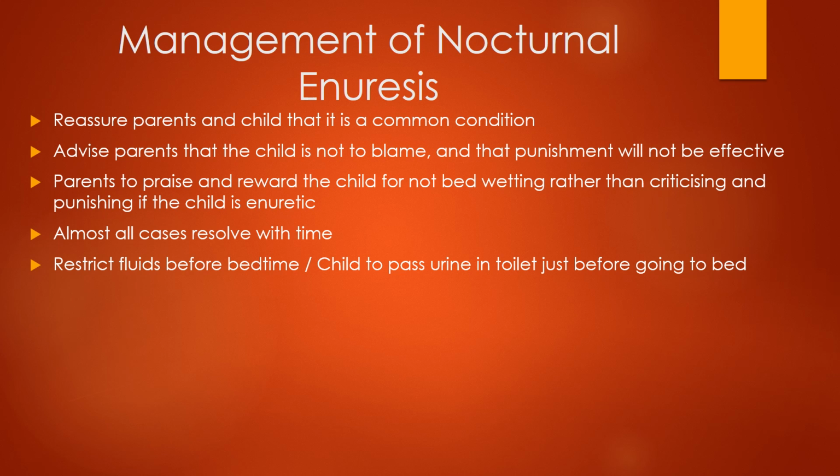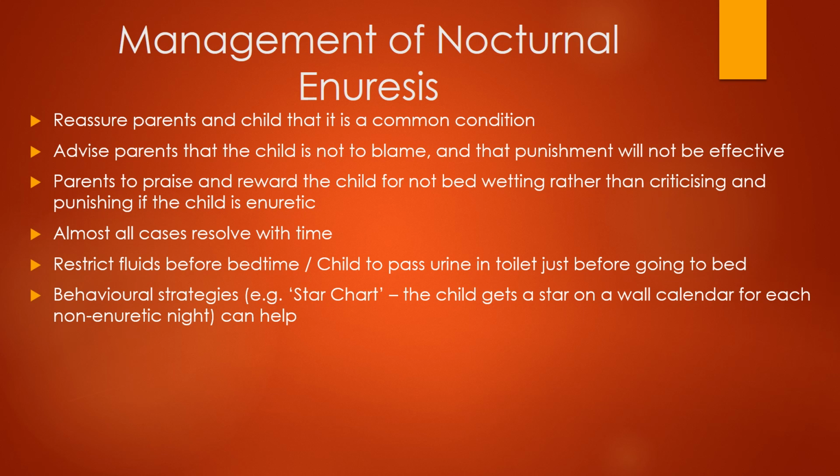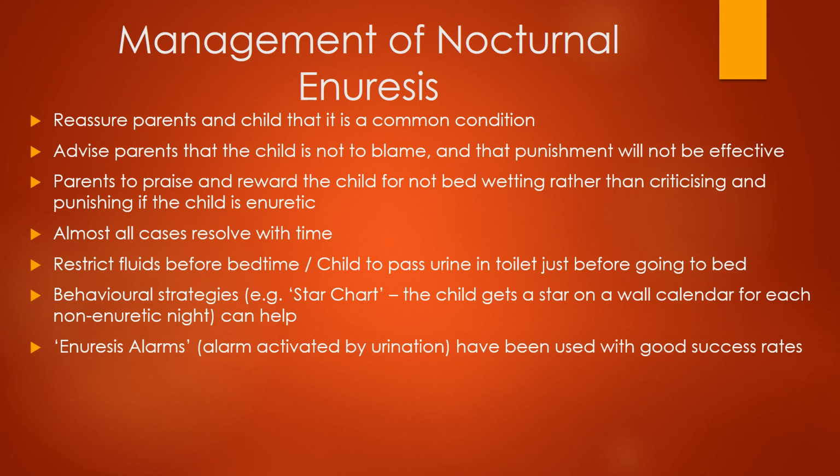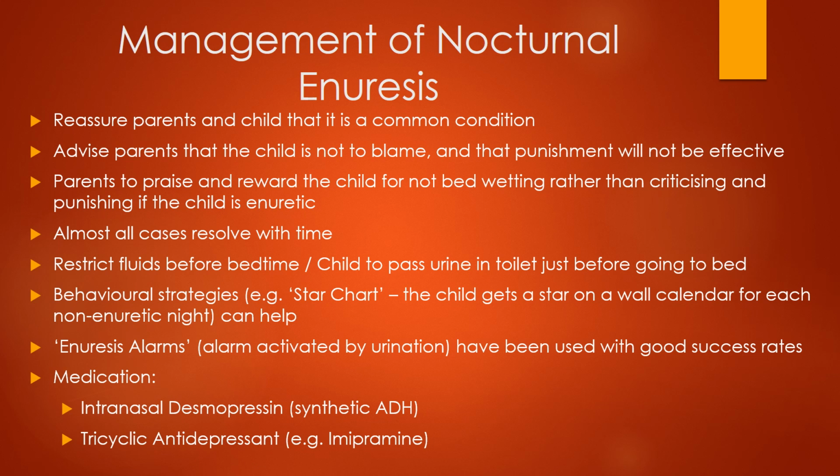Restrict fluids before bedtime and encourage the child to pass urine in the toilet just before going to bed. Behavioral strategies such as a star chart can help. Enuresis alarms have been used with good success rates. Medication options include intranasal desmopressin, which is a synthetic analog of ADH, or tricyclic antidepressants such as low-dose imipramine.